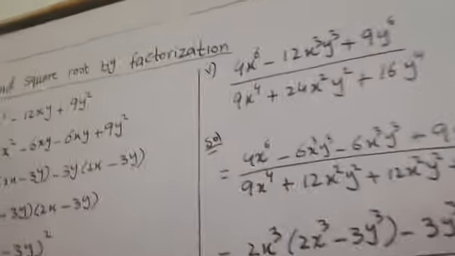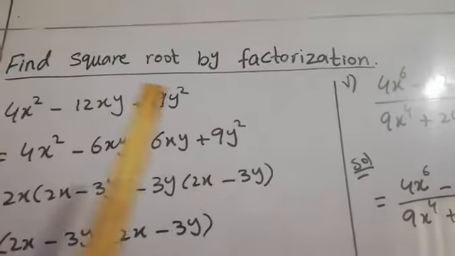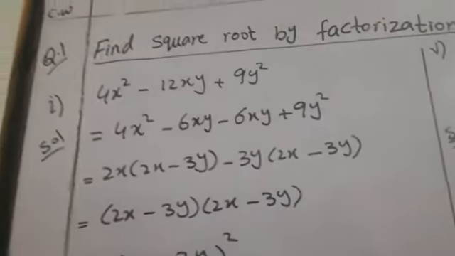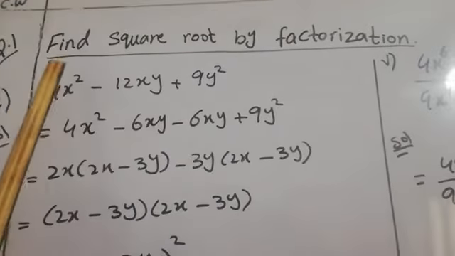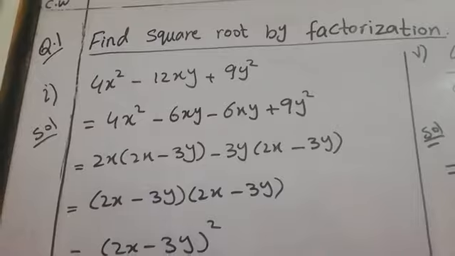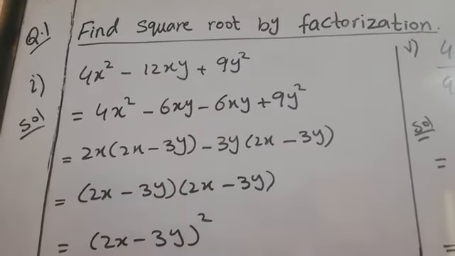There are two methods to find the square root of expressions. The first one is known as the factorization method and the second method is known as the division method. According to the first method, find the square root by factorization, we will do part number 1: 4x square minus 12xy plus 9y square.